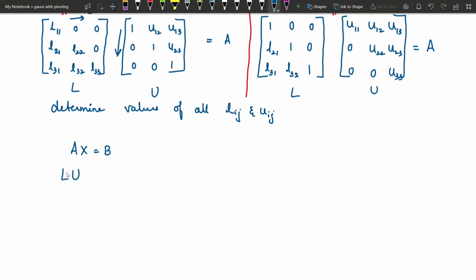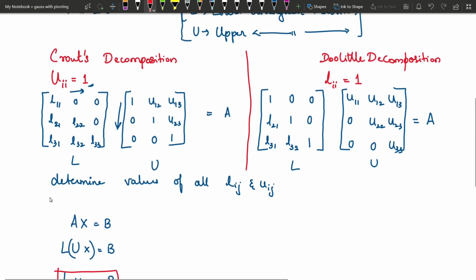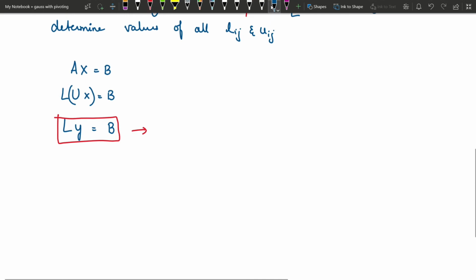Now we had written A is equal to LU, right? In the first step we had written Ax equals B, isn't it? Now in place of A, I have to write L into U equals B. Now this Ux we can write as Y. Now the next step is we are going to use this equation. Okay, so step 1 is decomposition.